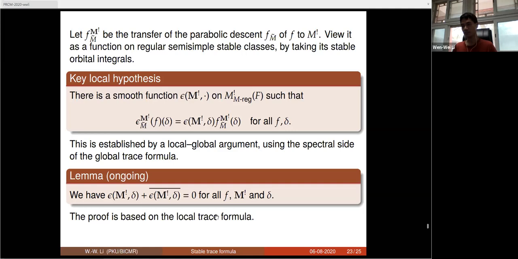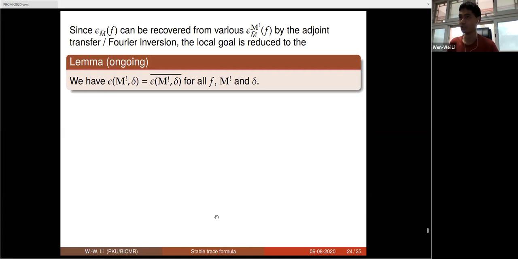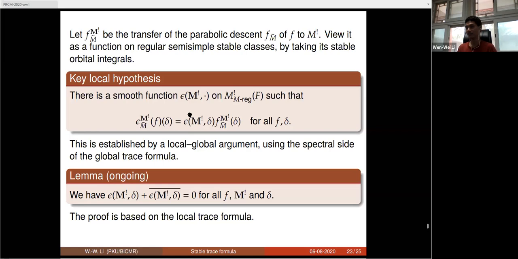Okay, so to show the epsilon constant is zero, we just have to show it's real, because if something is real and imaginary, it is zero, right? So we are reduced to the following lemma: the epsilon constant is real. If you can show this, then you know this guy is zero. So the left-hand side is zero also.